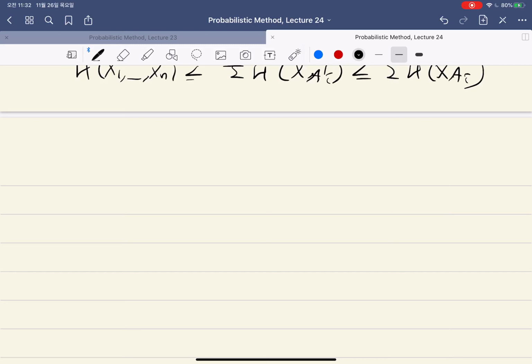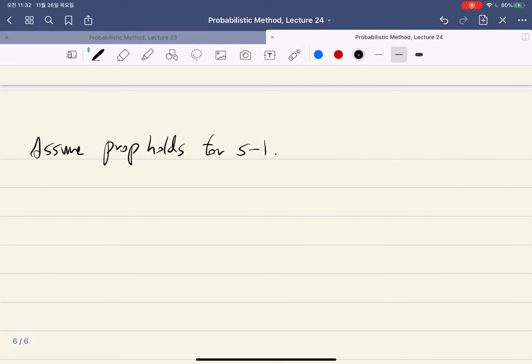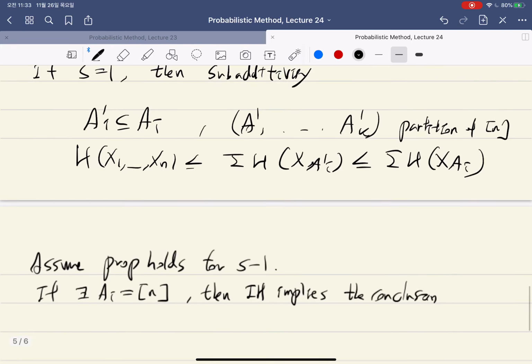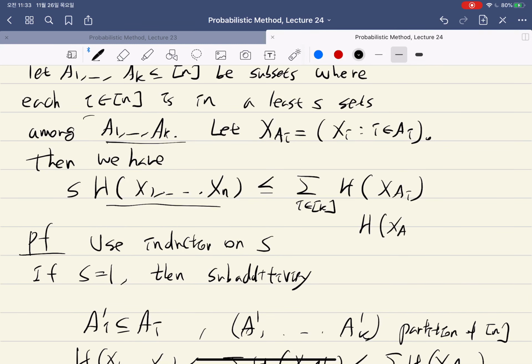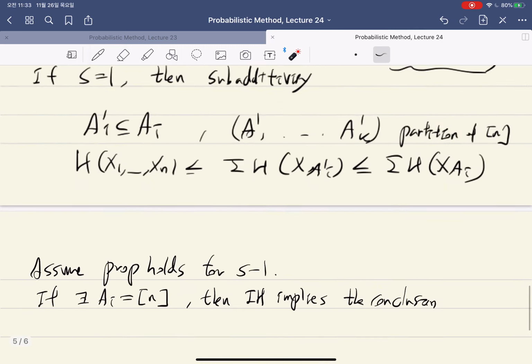So now assume that the proposition holds for s minus 1. And if there exists Ai which is the entire [n], then the induction hypothesis implies the conclusion. Because if there is such x_Ai, which is the same as x1 to xn, so you delete one term here, one term here, the remaining thing is s minus 1, and you delete this Ai, the remaining terms satisfy the condition with s minus 1. So you apply the induction hypothesis, then you get this desired inequality.